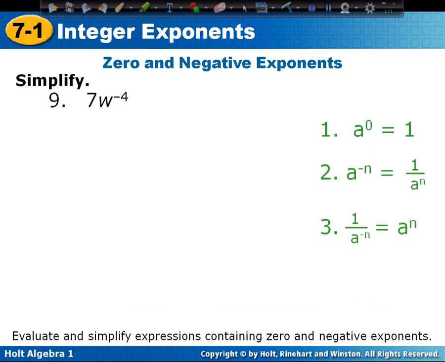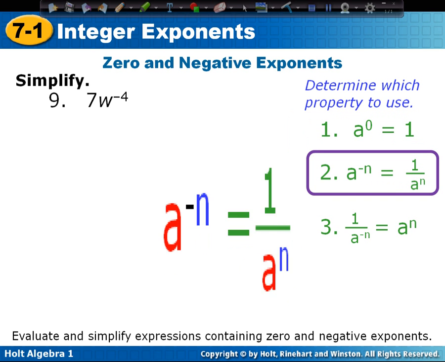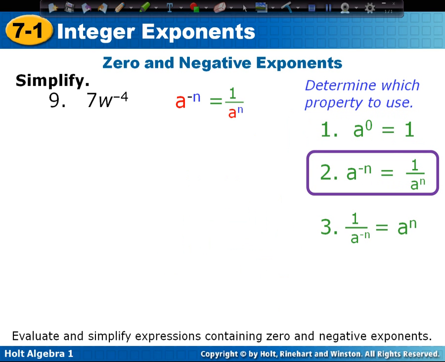Go ahead and write down number 9, 7w to the -4th power. And in this case, again, we're going to use property number 2, which says that that exponent doesn't like to be negative and unhappy, and it is, and it's on the top, so we're going to put it on the bottom. However, we have to be careful with this one because we have that 7 in front. That 7 is not being taken to the -4th power. So we're going to write this as 7 times w to the -4th power.